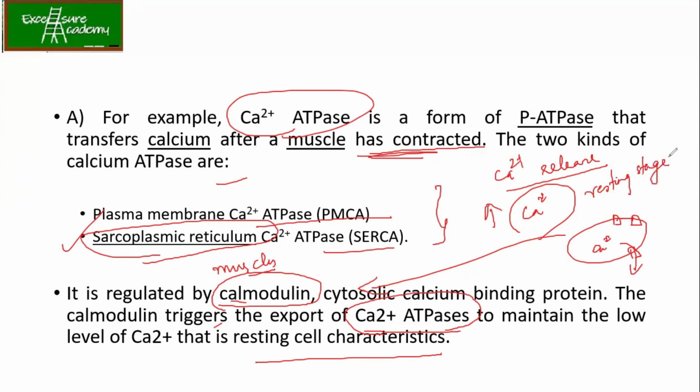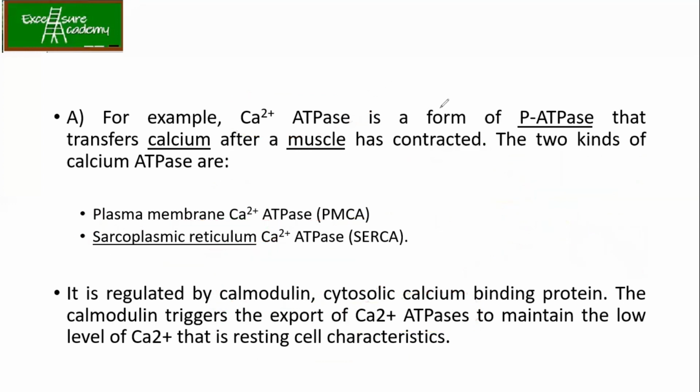Are you able to follow? यहाँ पे क्या हुआ, scene समझ में आया? Should I explain once again? See, itna to samajh mein aa gaya that under P-type ATPase, we have got calcium 2 plus ATPase. Under calcium 2 plus ATPase, we have got these two types of calcium 2 plus ATPase, right? PMCA and SERCA. Now, please understand how it is working.